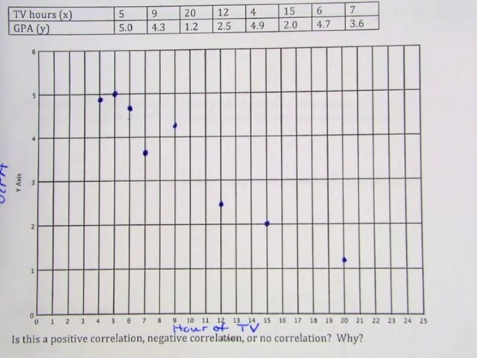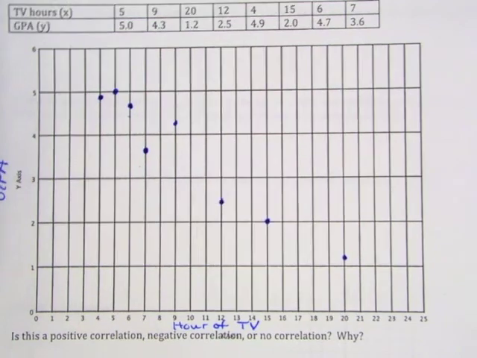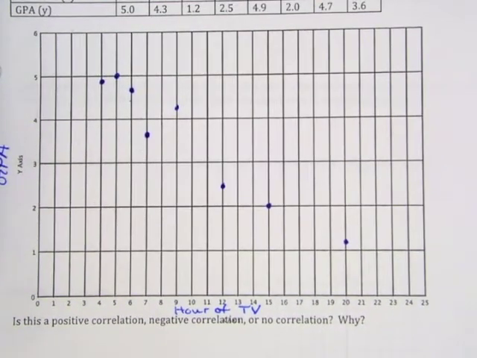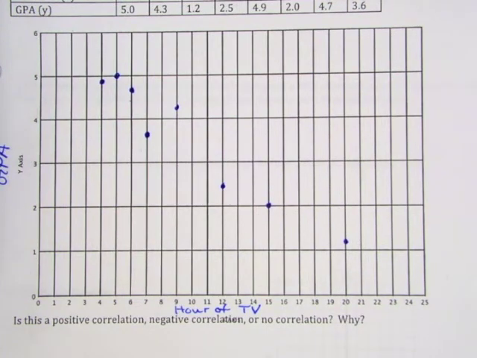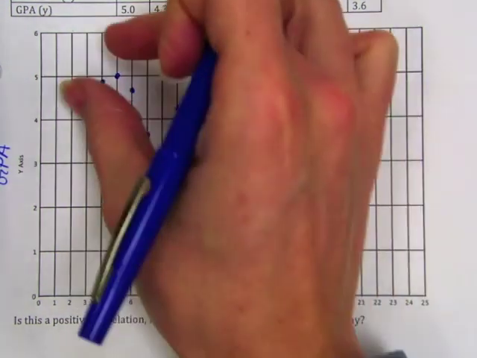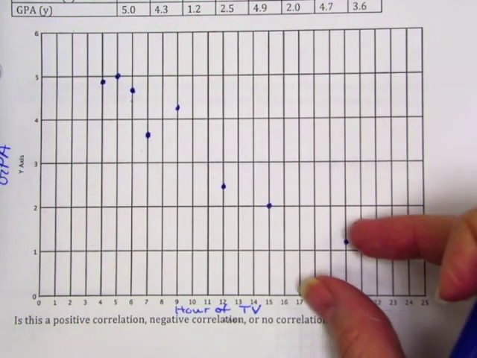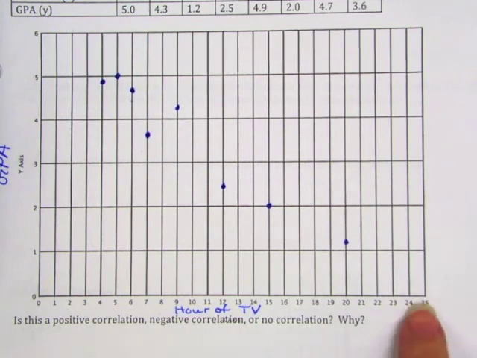Now we need to look at this data. The question's asking us, is this a positive correlation, negative correlation, or no correlation? And then why? As I look at this data, I see a pattern. I see that the data is going down. If I were to make a prediction for someone who watches 25 hours of television, I would say it's something less than 1. This data does follow a linear pattern.